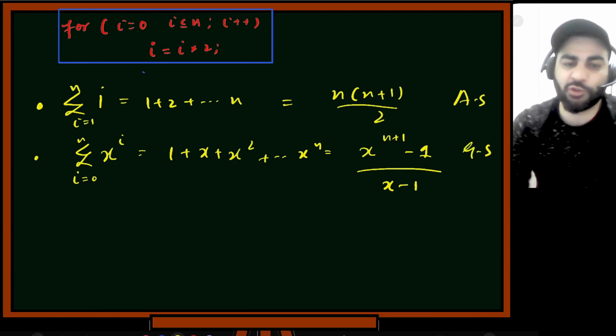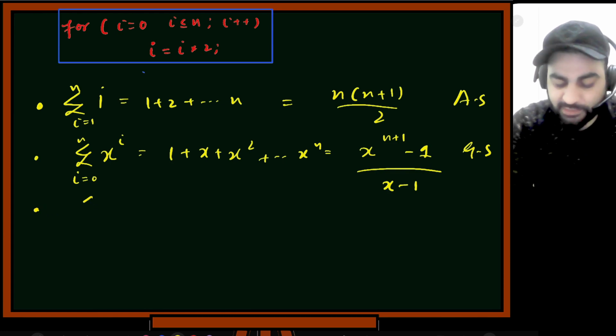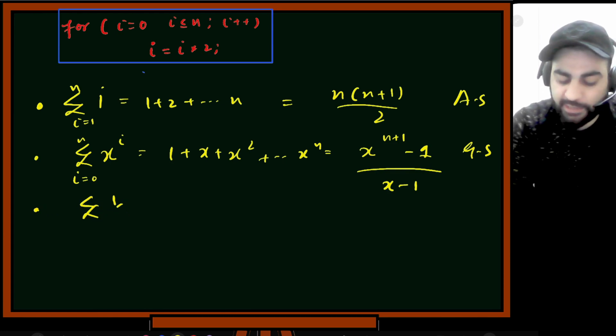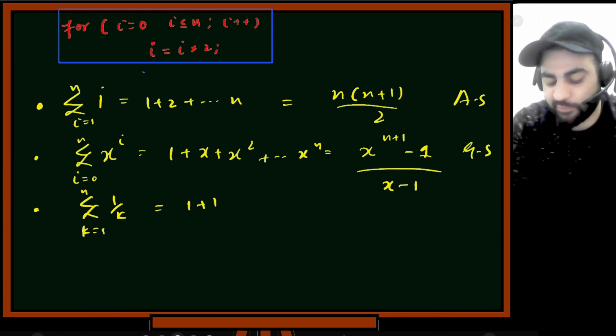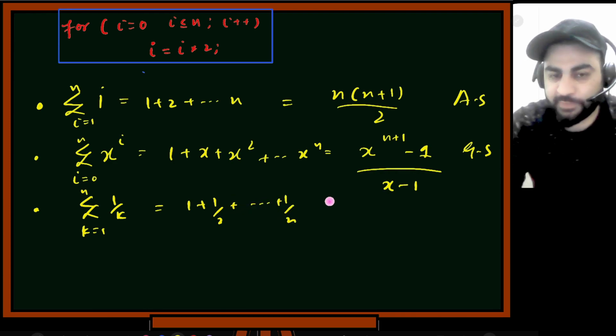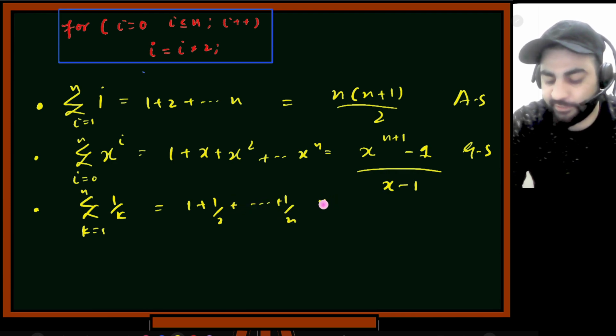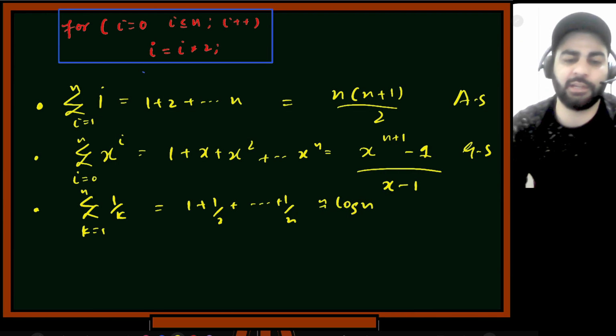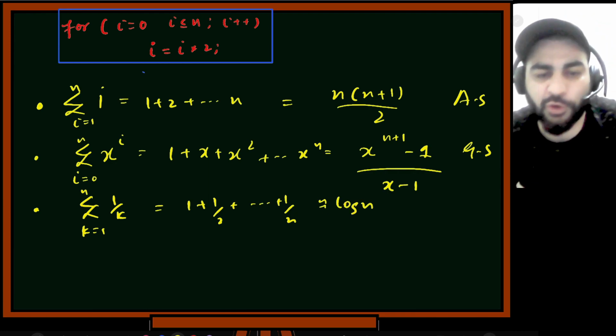Then we have something called a harmonic series. The summation of a harmonic series, if we have a series with k equal to 1 to n of 1 by k, so this is 1 plus 1 by 2 plus and so on till 1 by n. So this is nearly log n. Okay, this is the summation of the harmonic series.